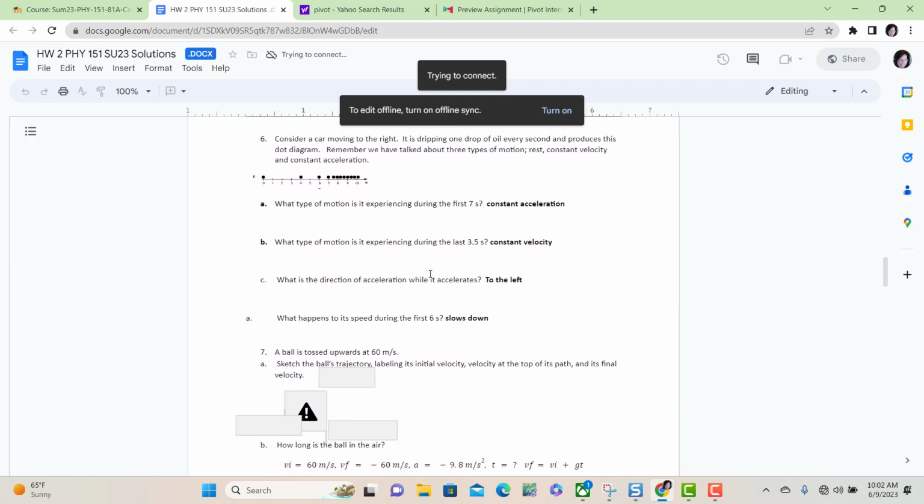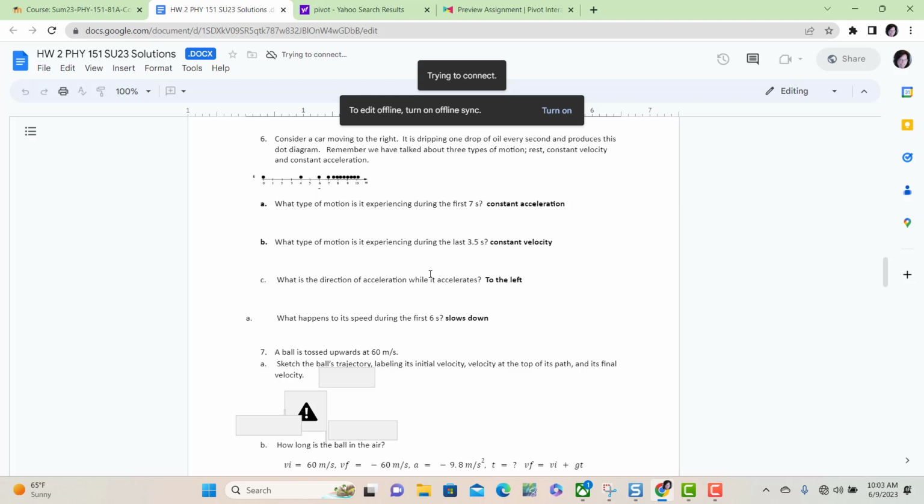In number 6, you had a dot diagram, and you were told the car was moving to the right. So if you look at the dots, during the first 7 seconds, they get closer, which means they're slowing down, and then at a constant acceleration. And during the last 3.5 seconds, they are equally spaced, which means they're traveling to the right at a constant velocity. But since the acceleration looks like it speeds up to the right, it's trying to move to the left, the direction of the acceleration is not in the direction of motion of the car.